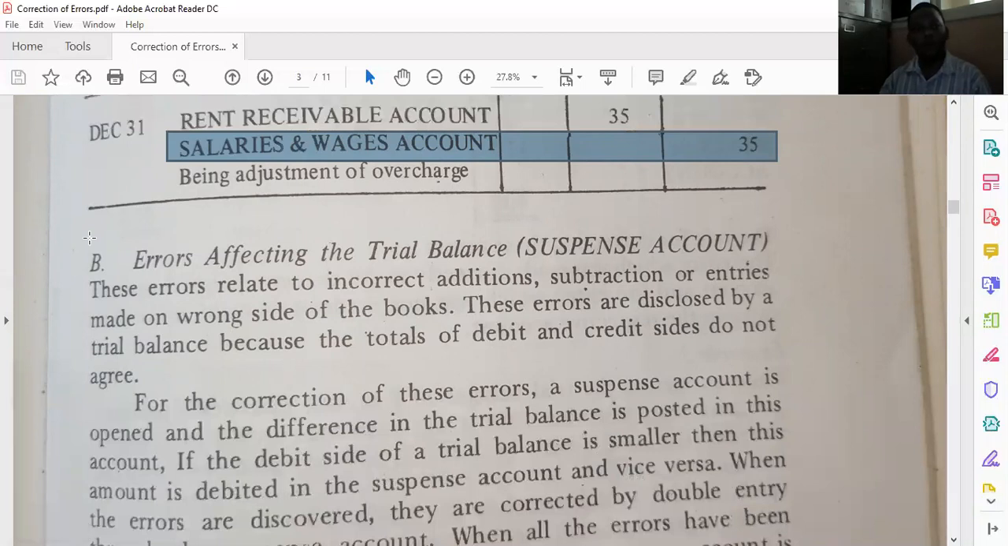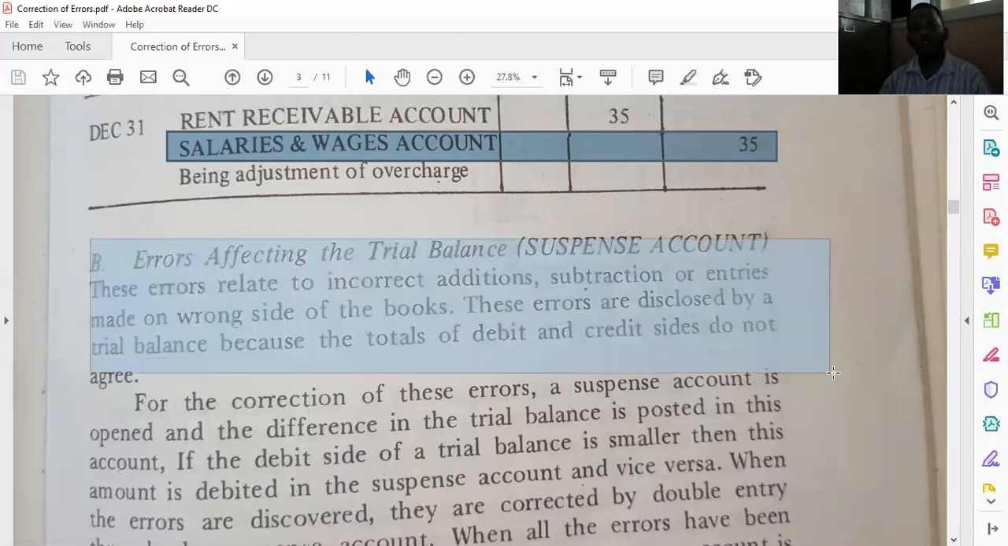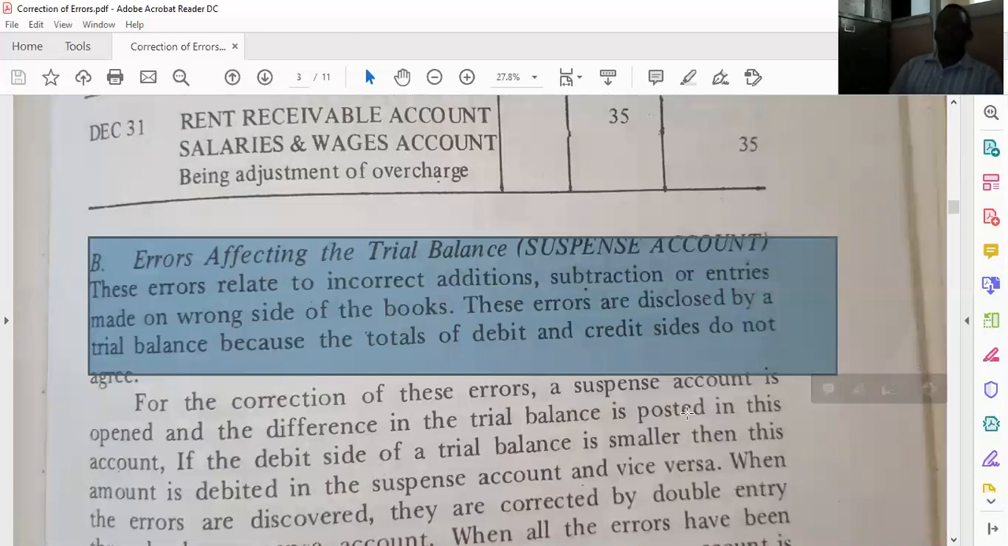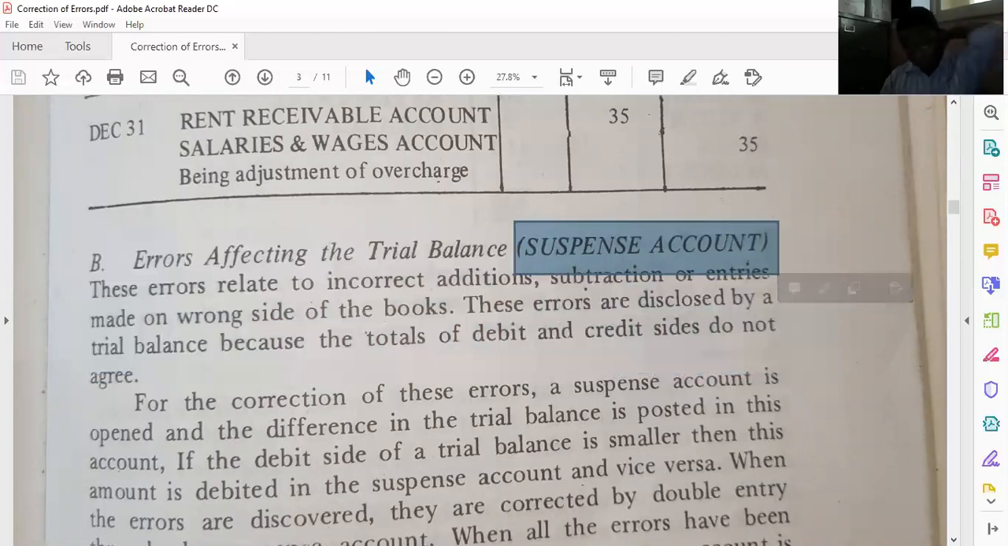We proceed now, we look at errors affecting the trial balance. We said that this will affect the trial balance because the trial balance will not balance in respect to these errors. So to correct for errors affecting the trial balance, we use the suspense account.